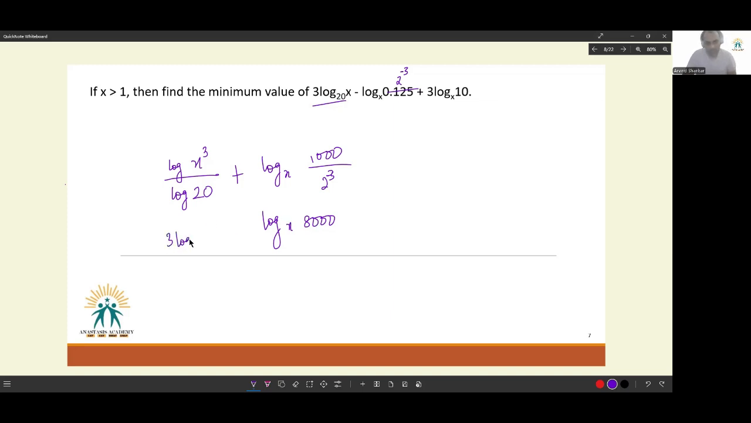I have 3 log x to the base 20 plus this 80 is 20 cube. So I can write it as 3 log 20 to the base x. So I have this term and this term, which are reciprocals of each other. So I have 3 times of a plus 1 by a. And this is a term that is very, very popular, very familiar to us.